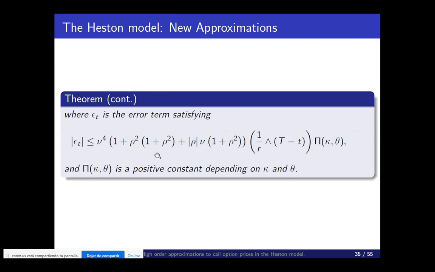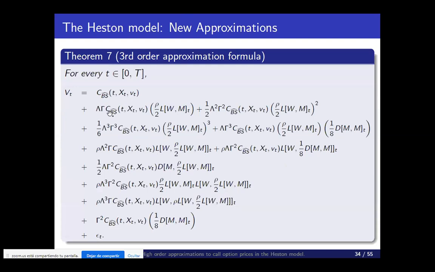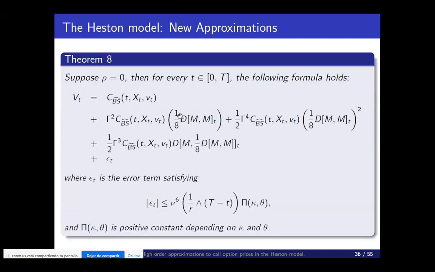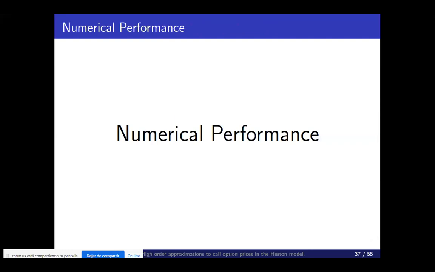Each term is smaller than the other. And also this formula is quite large, but it's very easy to compute because we know everything in an analytical way. So as we can compute everything analytically, everything is quite easy and fast to calculate. Okay, let's go on and see then.